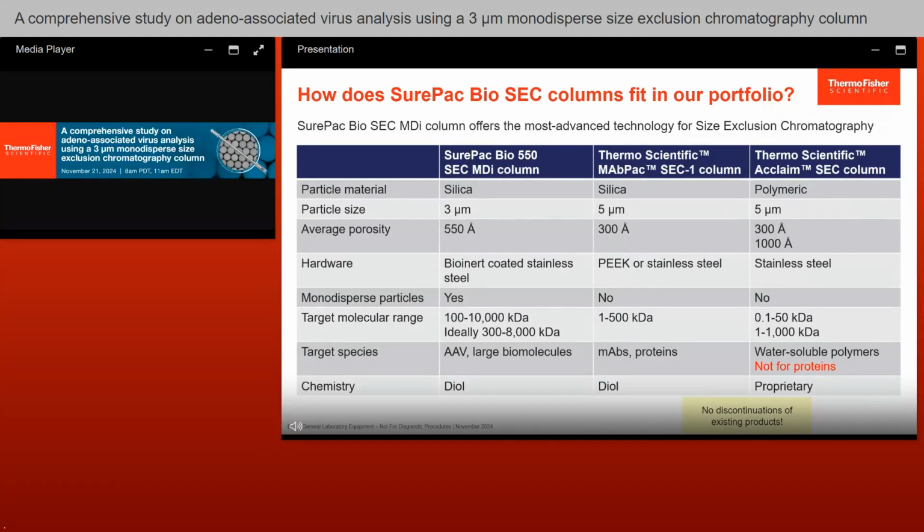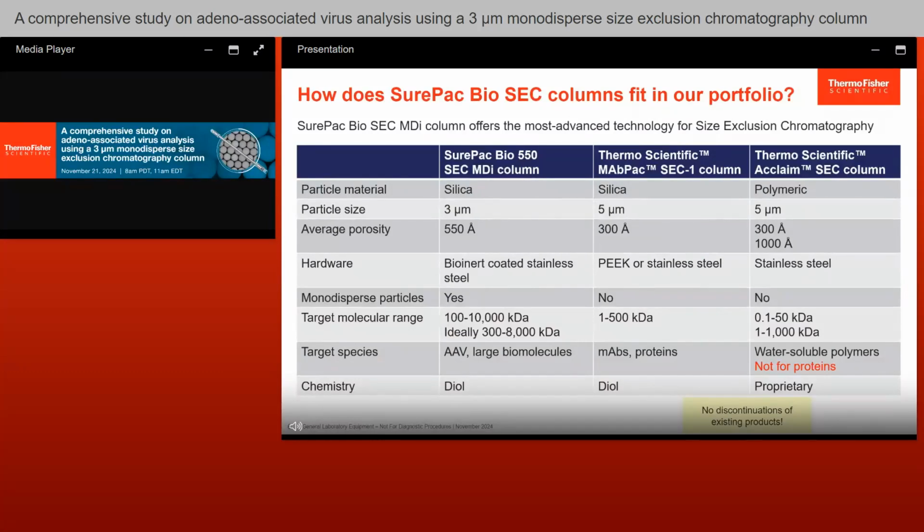For our new SEC columns, we offer the most advanced technology for size exclusion chromatography on the market today. We're excited to offer this within the silica portfolio. So we have a monodisperse 3-micron particle size with that wide pore size of 550 Å and that bioinert coated hydrophilic stainless steel hardware. The difference here is those monodisperse particles, which are going to provide a ton of separation benefits in your resolution and efficiency.